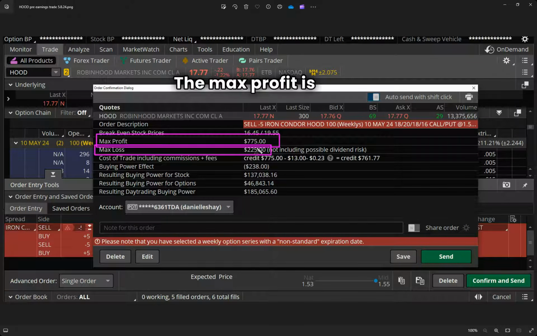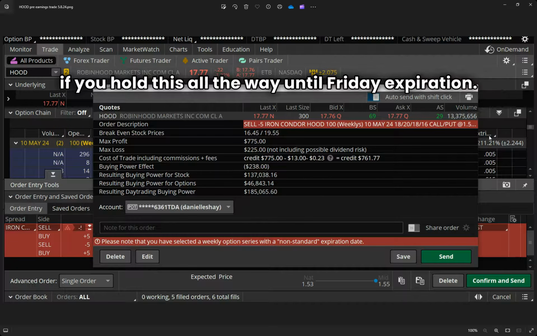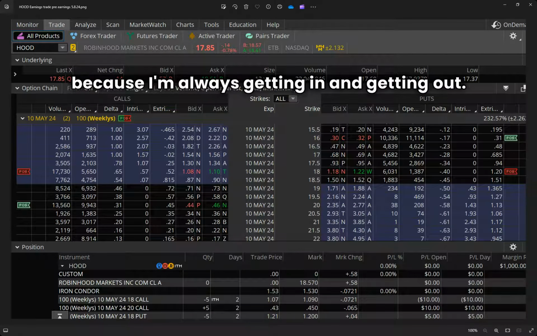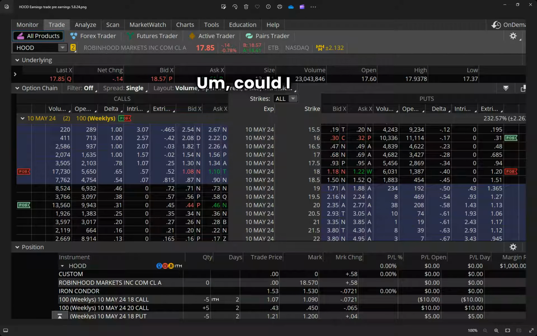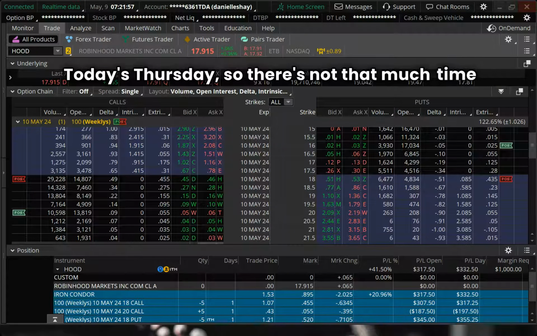The max profit is $775. Now, the only way you can get the max profit is if you hold this all the way until Friday expiration. I don't do that on my earnings trades because I'm always getting in and getting out. Could I do it? Yeah, I could, but that's just not really how I trade them. Today's Thursday, so there's not that much time left.